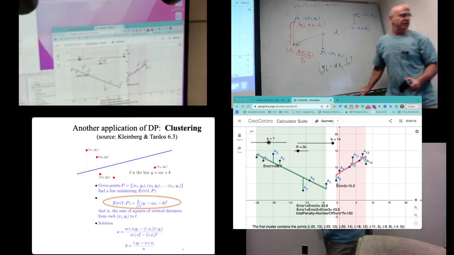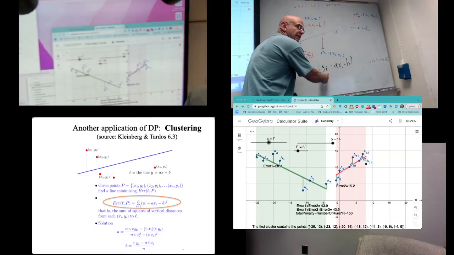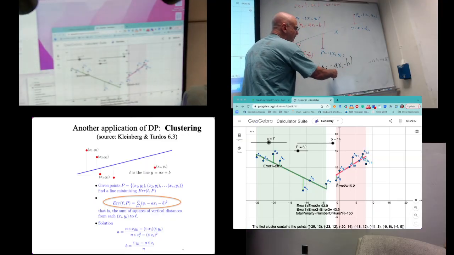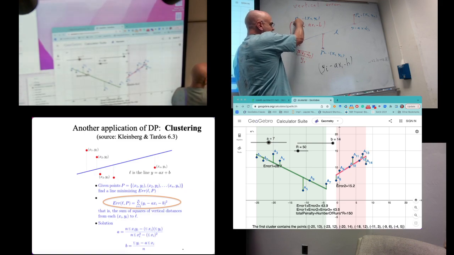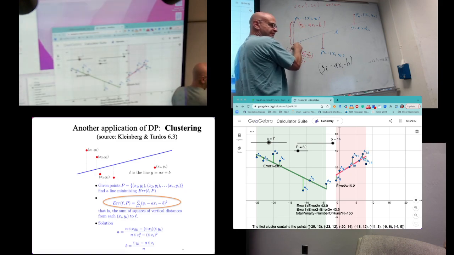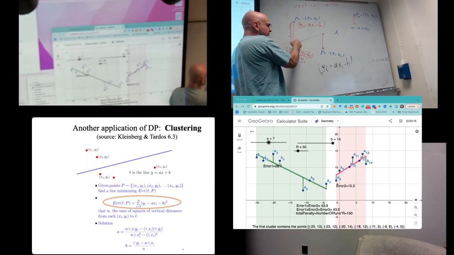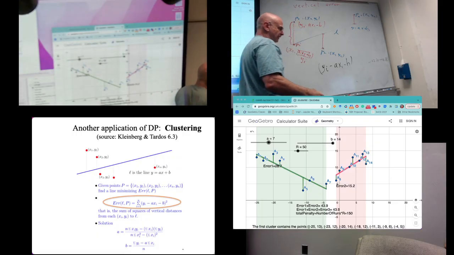I'm trying not to hide from the camera. This is a vertical distance between the point Pi, P1 for example, and the line, just the point on the line just above or below it.